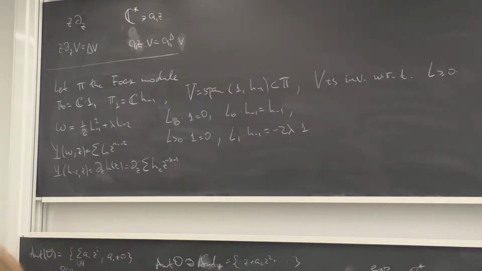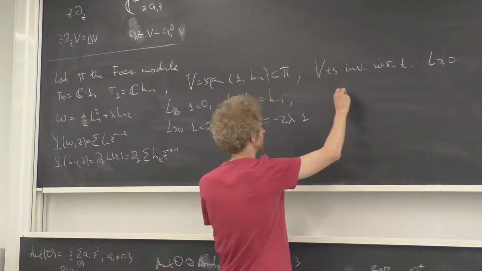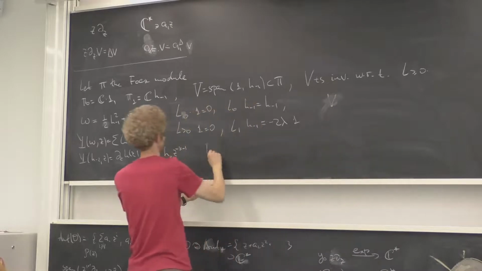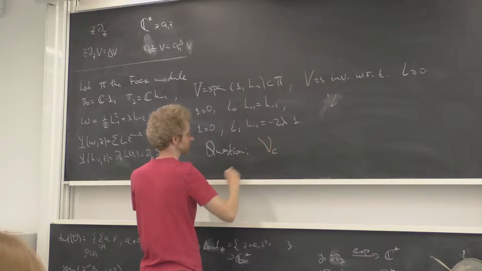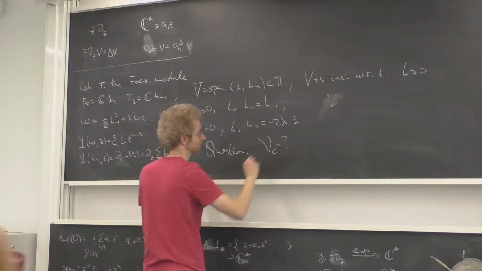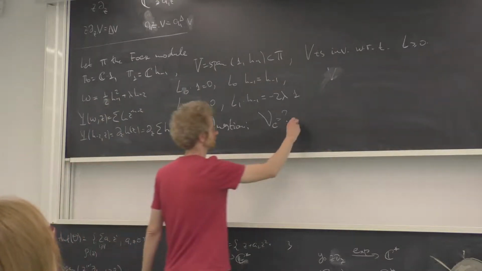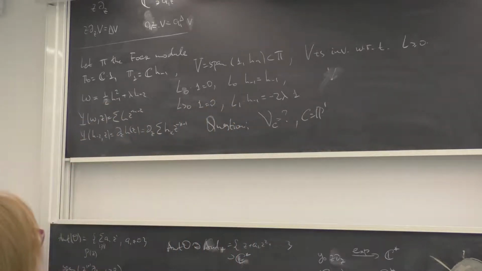So is it okay? So then the question is, so we can take now V. So the question. So what is VC? C is P1. So what is the transition matrix?